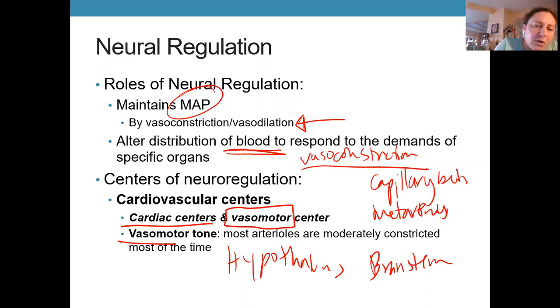So vasomotor tone, which is what we typically have, is that most arterioles are moderately constricted most of the time. And that's because at rest, most of our tissues don't need all of our blood, which is how we end up with a lot of it being stored in those venous reservoirs.